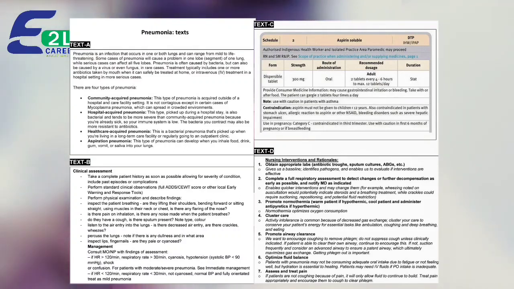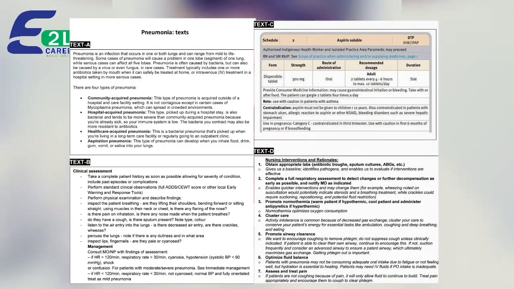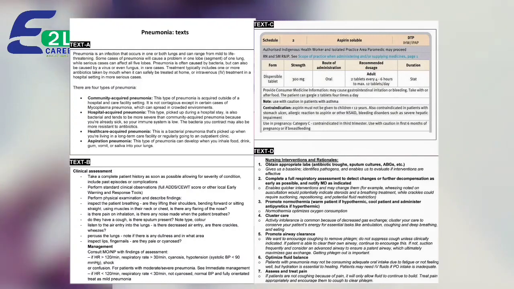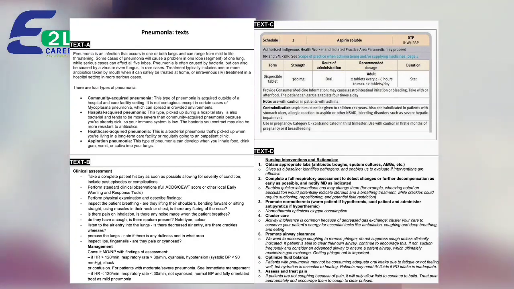The last point is about use in pregnancy. Category C, contraindicated in the third trimester, use caution in the first 6 months. So here they gave us a number and months: the number is 6 and they said 6 months. That is about duration and time. Also in breastfeeding. So in box C they talked about the medication name, strength, route of administration, recommended dose, duration, contraindications and side effects as well.